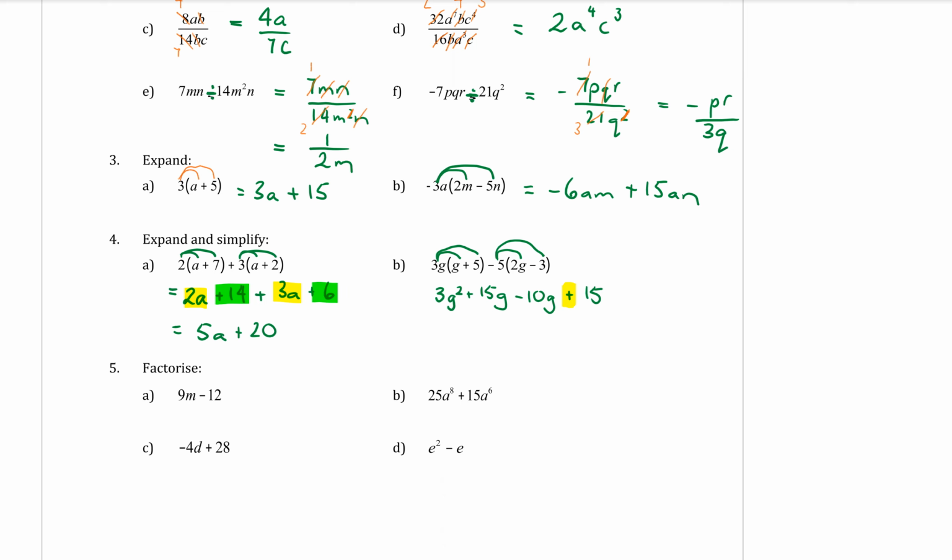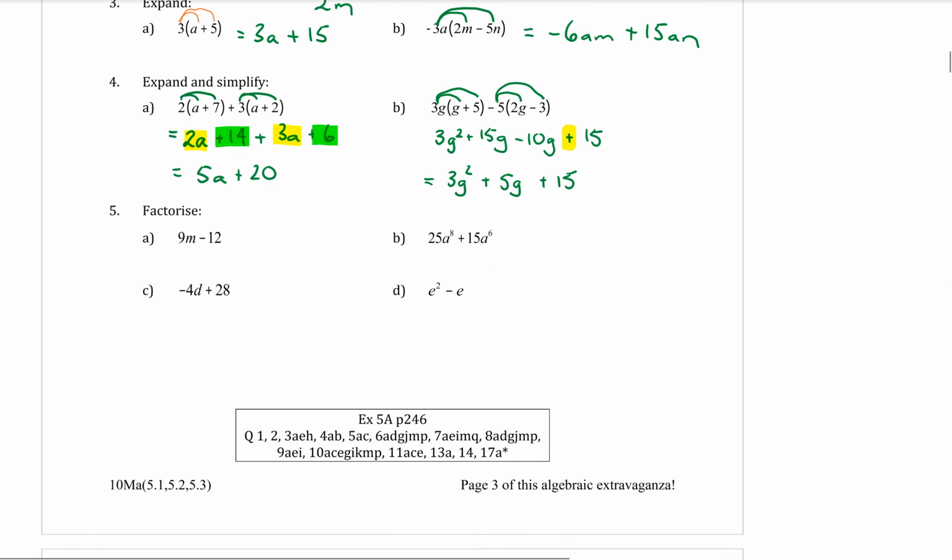Okay, looking for like terms, the 15g and the 10g are like terms, so let's collect those up. The 3g squared, I'm going to put that first. 15 take away 10 is a positive 5g and a plus 15 on the end.